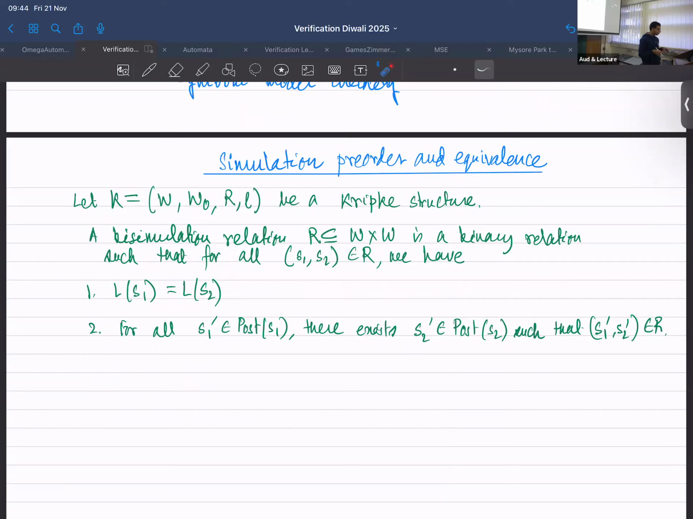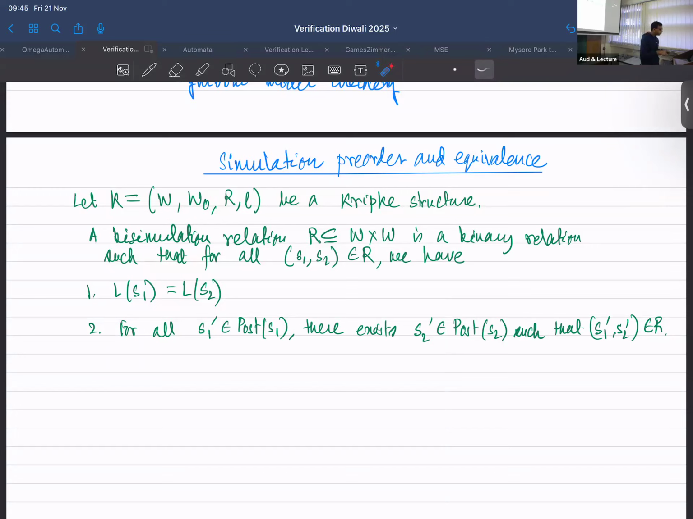bisimulation. So in bisimulation, we have a binary relation over states of Kripke structures, right? And how is this defined? You say that S1 and S2 are related if their labels are the same, and for all successors S1 prime of S1, there should exist a successor S2 prime of S2 such that S1 prime and S2 prime are related, and vice versa, in the sense that for all successors of S2, there should also exist a successor of S1 such that they are related, right?